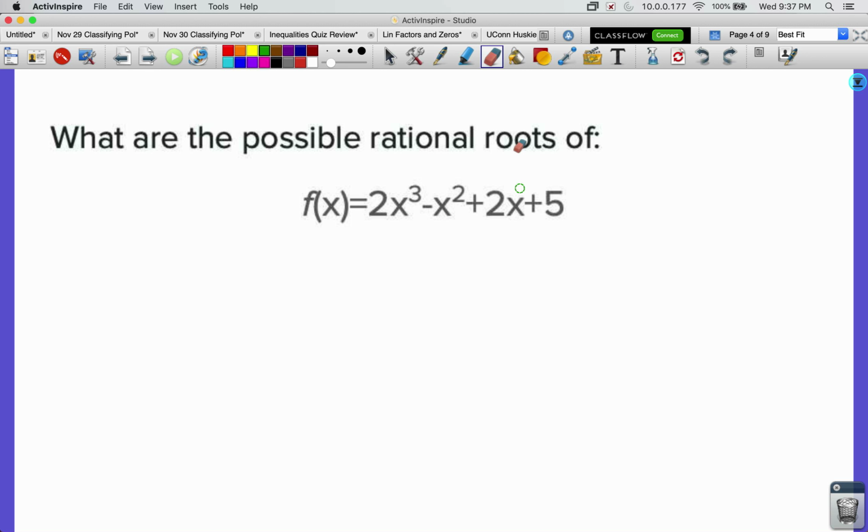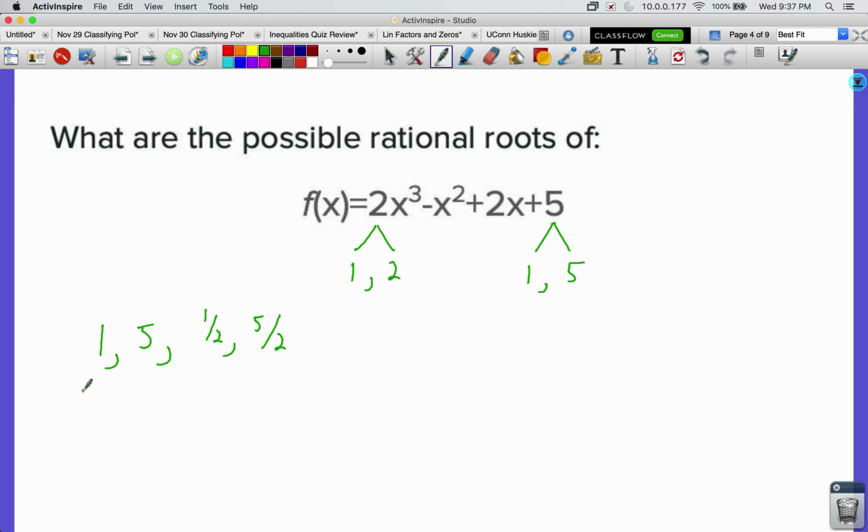What are the possible rational roots of this here cubic? The first thing I'll do is factor my leading coefficient and my constant: 1 and 5 here, 1 and 2 there. Then I'll make every fraction possible with last over first. 1 over 1 is just a 1. 5 over 1 is just a 5. 1 over 2 is a 1/2. 5 over 2 is a 5/2.